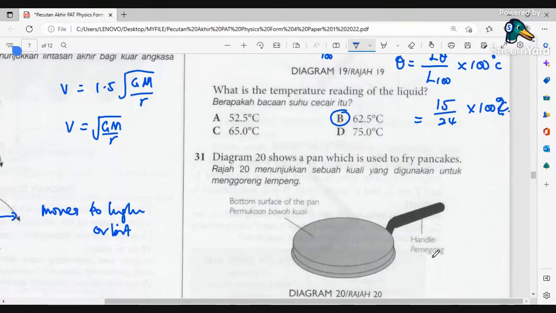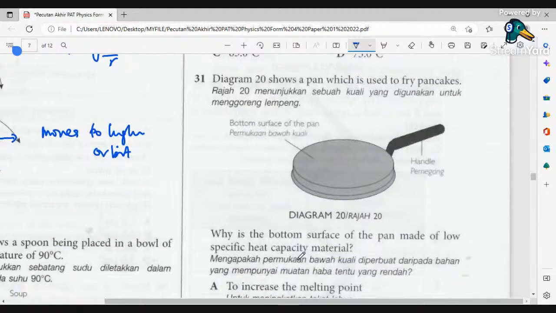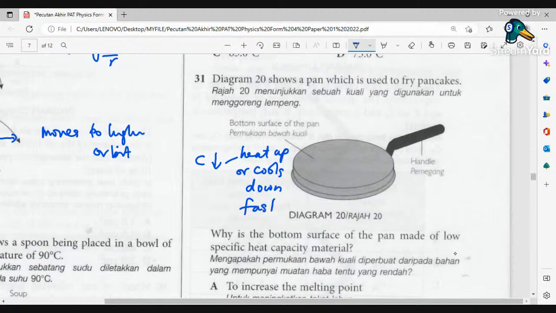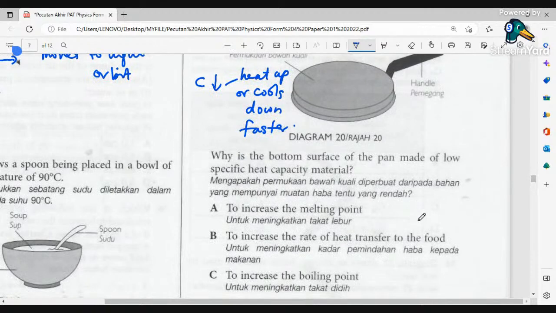Number 31, a pan used to fry pancakes. Bottom surface of pan, handle. Why is bottom surface of pan made of low specific heat capacity? Remember, low specific heat capacity heats up or cools down faster. Okay, so that's why we choose low specific heat capacity. Okay, we can cook food faster, heats up faster.